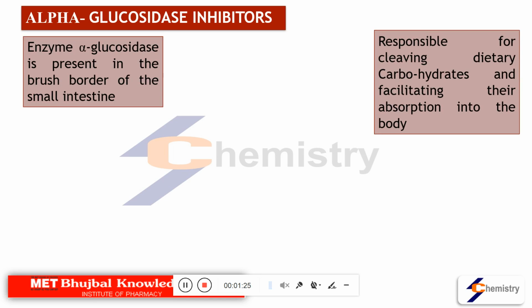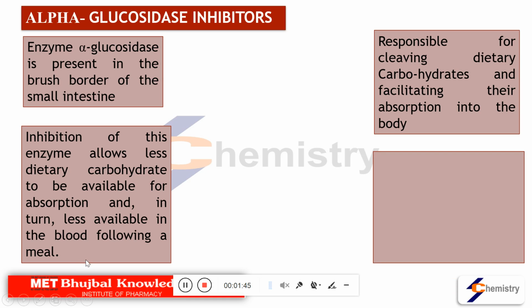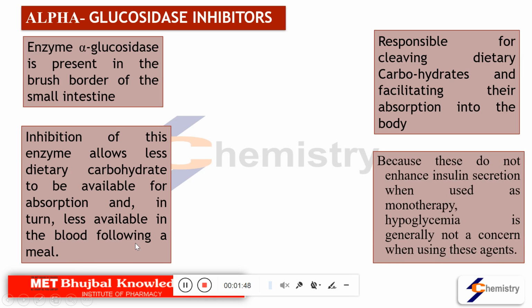carbohydrate into smaller ones, that is, it will convert carbohydrate into monomers so that they become absorbed into the blood. And inhibition of this enzyme allows less dietary carbohydrate to be available for absorption, and in turn it will reduce the blood glucose level. Because these do not enhance insulin secretion, when these are used as monotherapy, meaning only one kind of drug, with no other drugs prescribed in addition to this, hypoglycemia is not generally a concern with this agent, which is not the case with other agents.